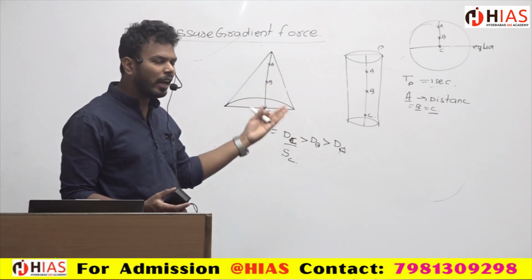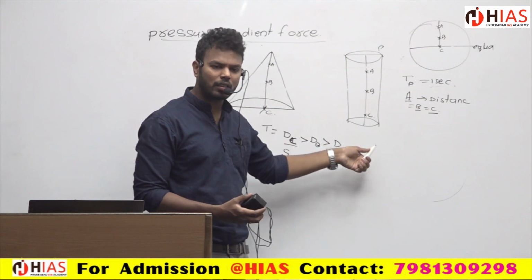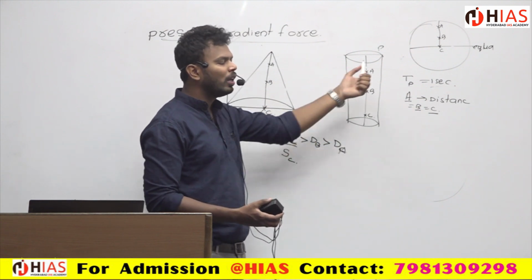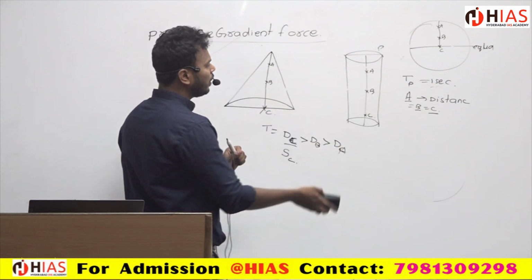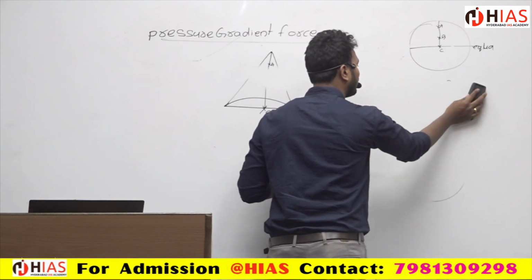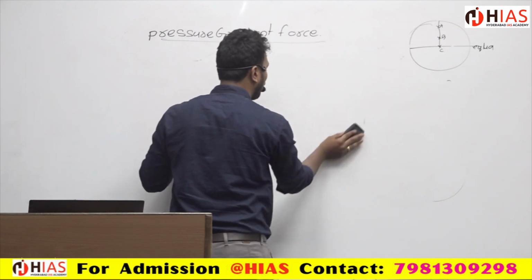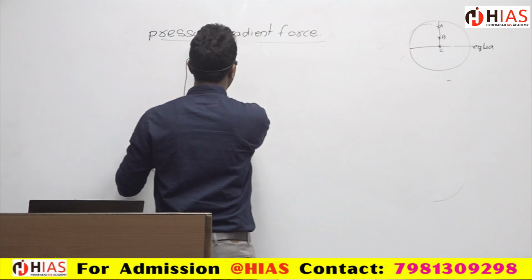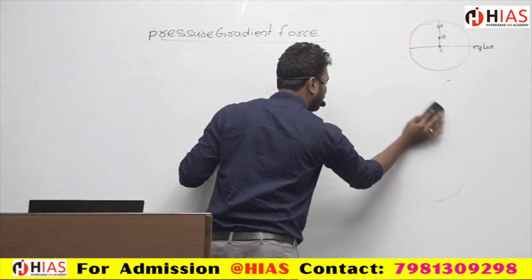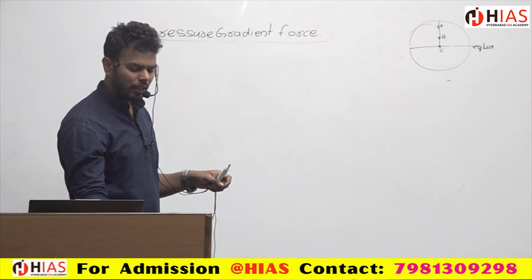In order to derive Ferrel's law, I have given you this example: cylinder, cone and the speed. So from this we can conclude that at the equator the speed is more. At the equator the speed is more, and beyond the equator the speed will be less. And the next.